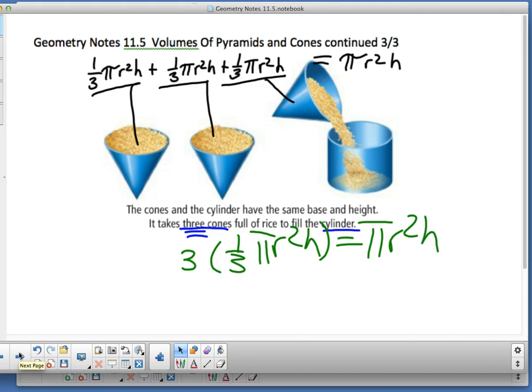Go ahead, get that down. Make sure it's clearly legible so you can read it when you reread these notes. I'm finding that the number one issue with students in showing work is them reading their own handwriting.